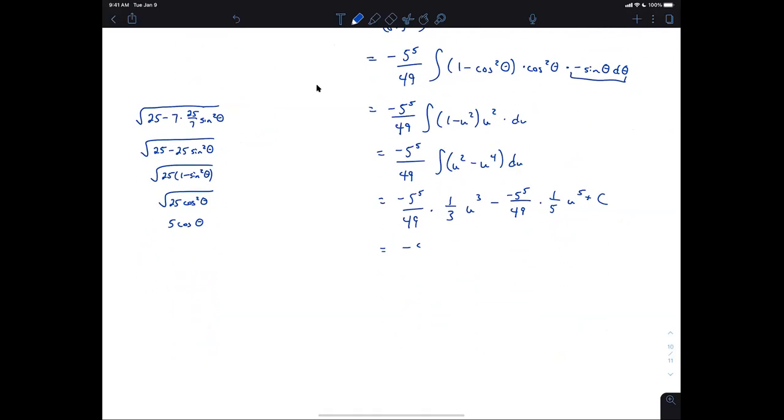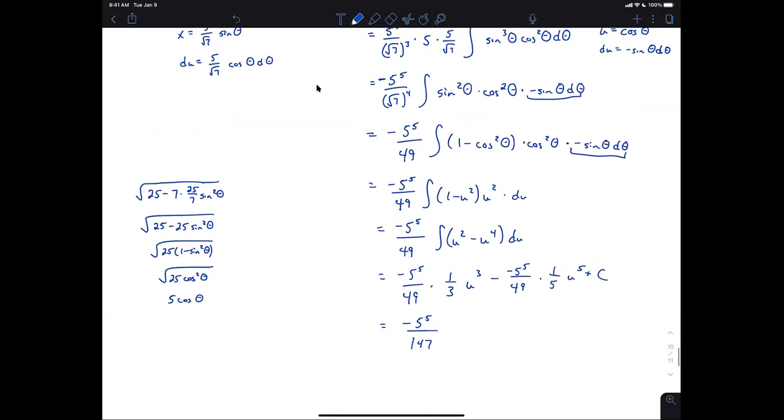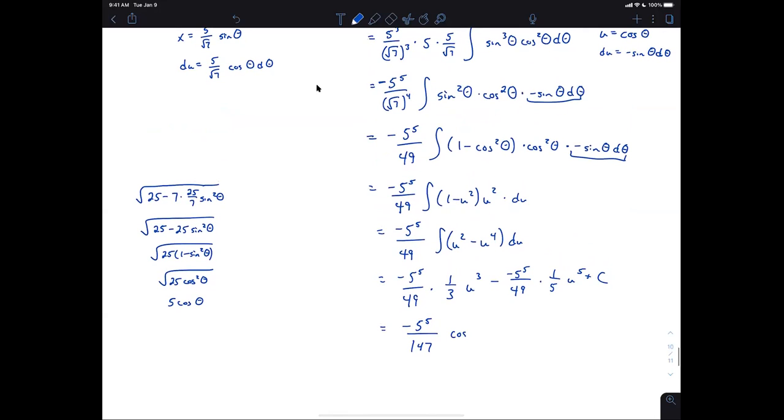That's -5 to the 5th over 147, and then u was cosine, so cosine to the 3rd theta plus 5 to the 4th, because one of the 5s cancels, over 49 cosine to the 5th theta plus c. And now we've got to go back to x.